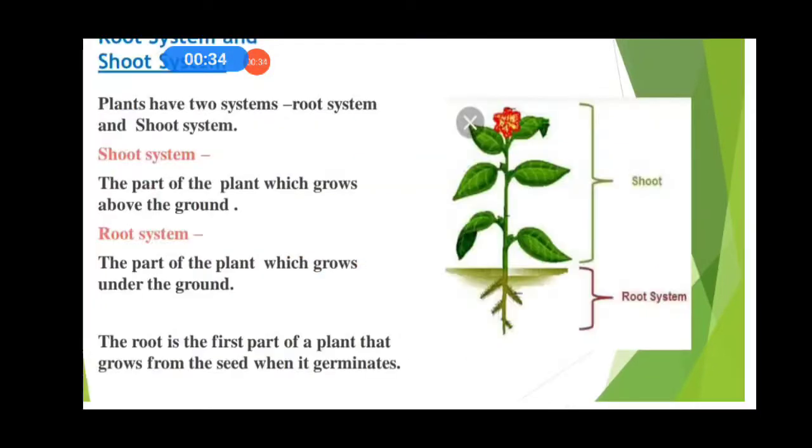Now move to the first topic, root system and shoot system. Students, we know plants have two systems, root system and shoot system. What is shoot system? The part of the plant which grows above the ground. You can see in the picture, this is shoot system, and the part of the plant which grows under the ground is root system. Root is the first part of a plant that grows from the seed when it germinates.